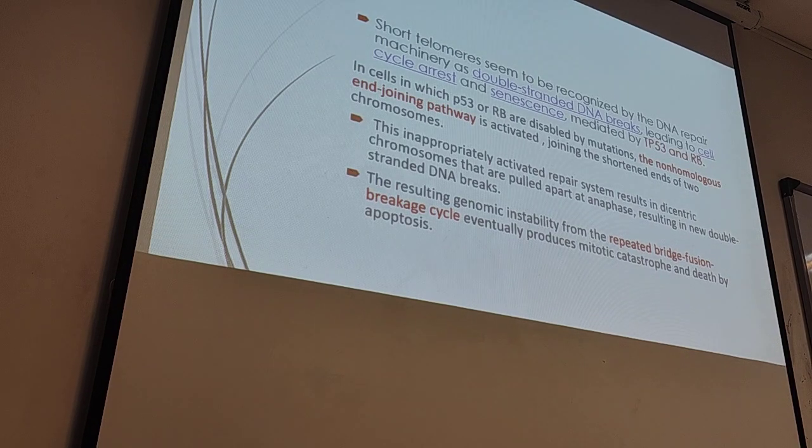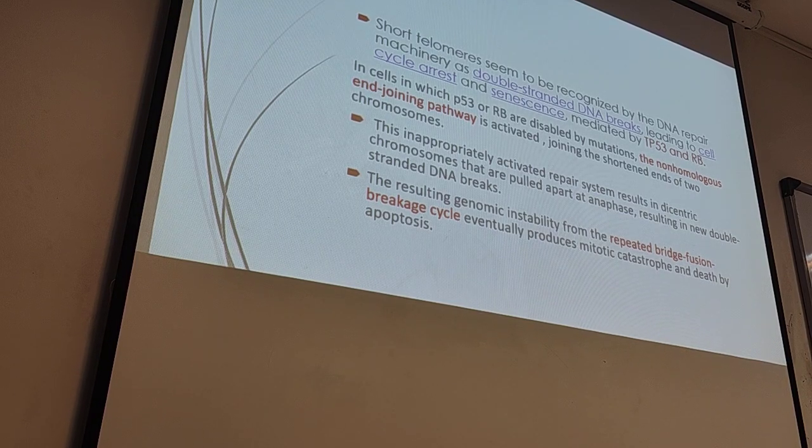Short telomeres are recognized by the DNA repair system as double-strand DNA breaks. Okay, our DNA repair system recognizes this area as a break and DNA damage. And finally, it can cause cell cycle arrest and senescence, and this pathway is under the influence of P53 and RB genes. So the normal P53 and RB genes are required for senescence in normal cells.